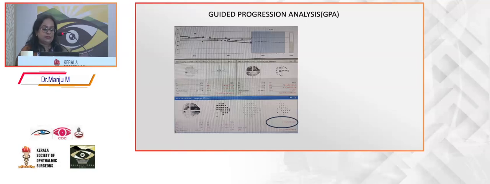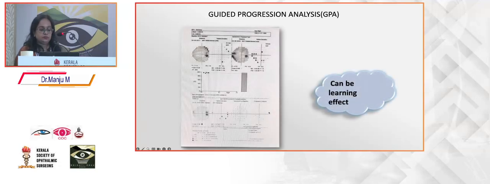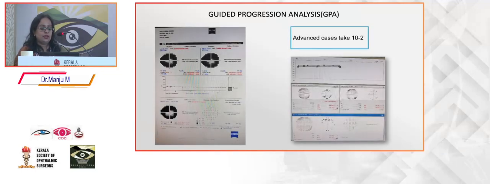According to event analysis, you can have reports like likely progression. And there can be a learning effect. In this patient, the final visual field is better than the previous one. It can be due to learning effect. So it's better to negate learning effect before taking the baseline visual field. And in patients with advanced field defect, it's always better to do a 10-2 field.